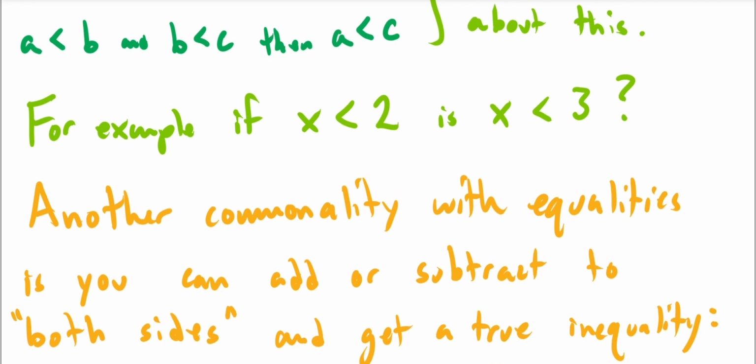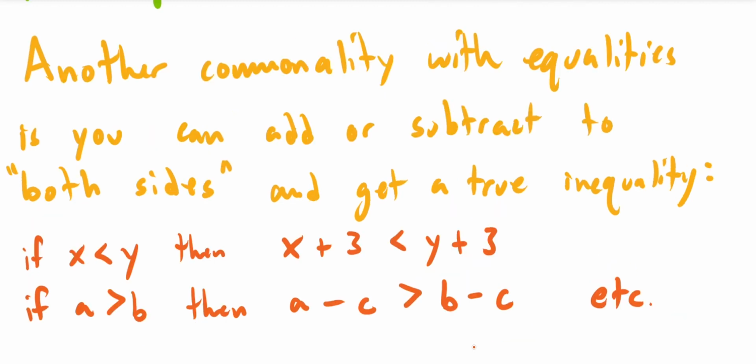Another common property that inequalities and equalities share is that you can add or subtract the same thing to both sides and get a true inequality. For example, if x is less than y, then x plus 3 is also less than y plus 3. And if a is greater than b, then a minus c is greater than b minus c, regardless of what c is, and so on.